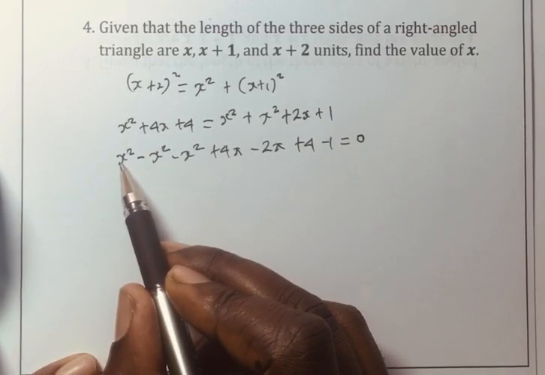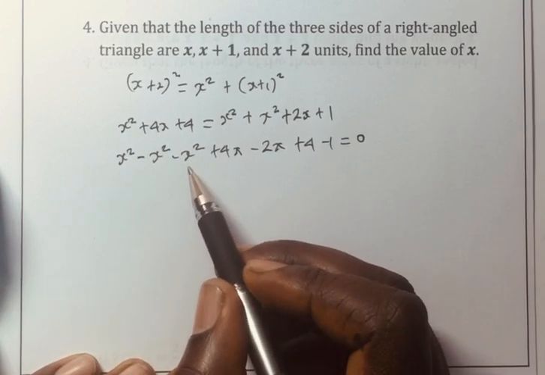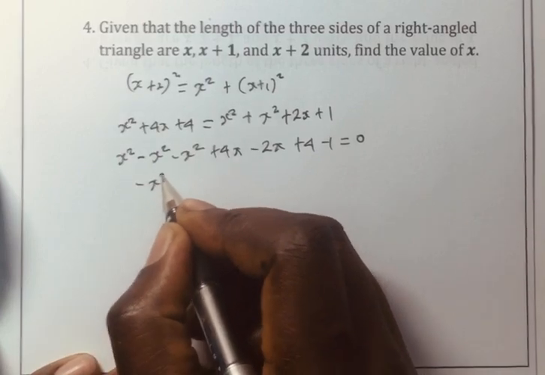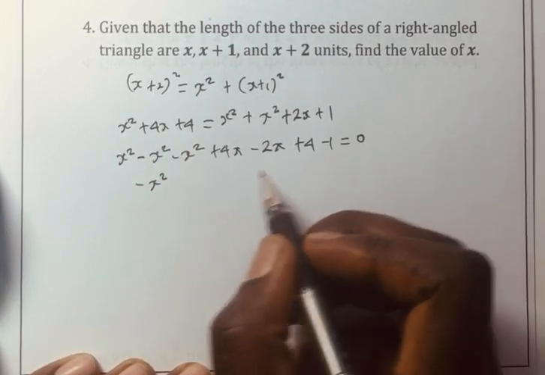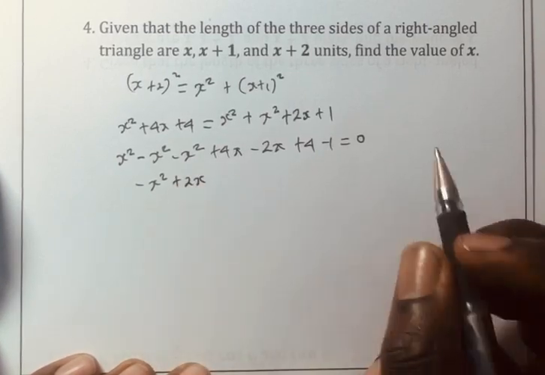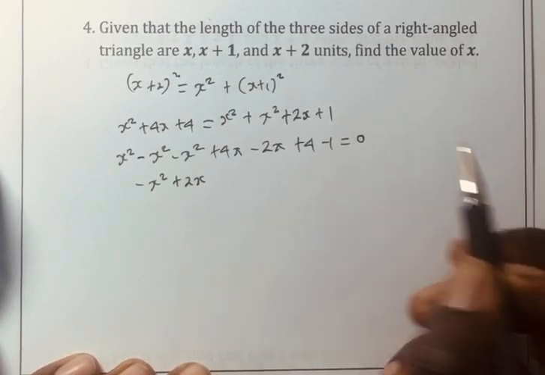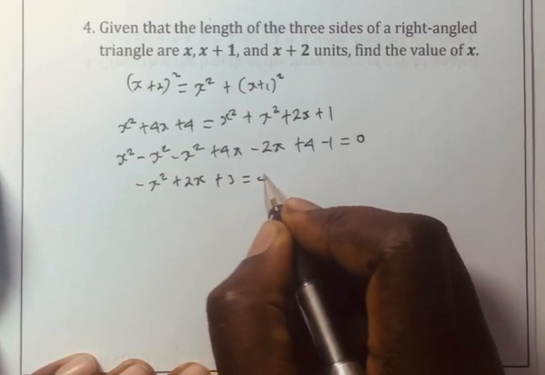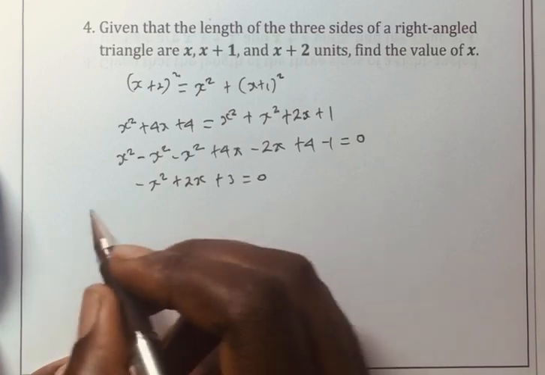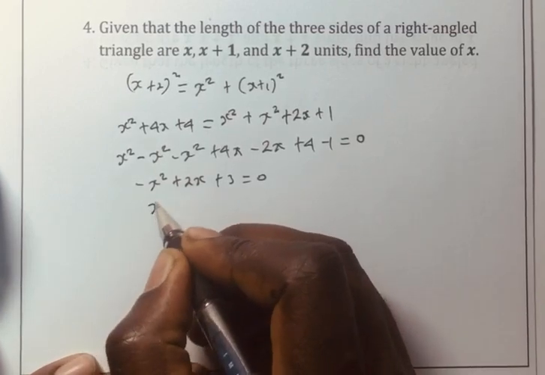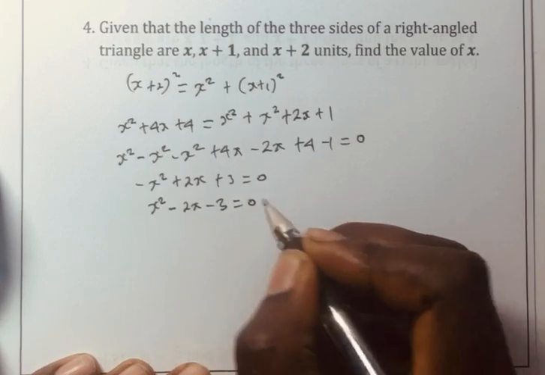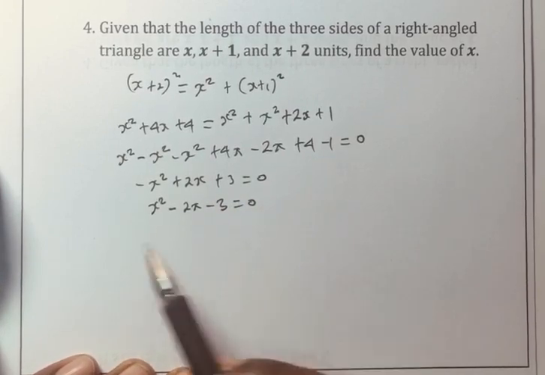So x squared minus x squared minus x squared will give us negative x squared. 4x minus 2x will give us 2x, and here we have 3. So plus 3 is equal to 0. So we can rewrite this so that we get rid of this negative. We can divide through by negative 1 so that we have x squared minus 2x minus 3 is equal to 0. And this is a quadratic equation.